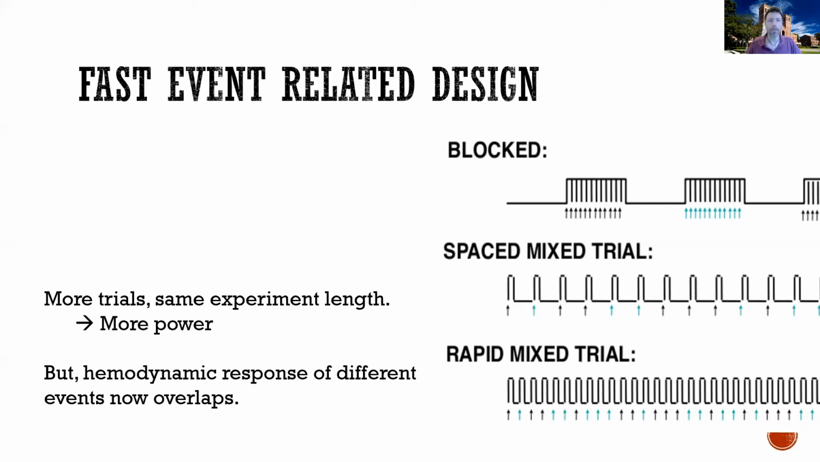However, the big problem is that now the hemodynamic response, let's say for the first trial, overlaps with the hemodynamic response of the second trial. And the one to the second trial overlaps with the response to the third trial. And we need to find a way to disentangle how much of the BOLD response comes from one trial and how much comes from a different trial. Let me show you what I mean.